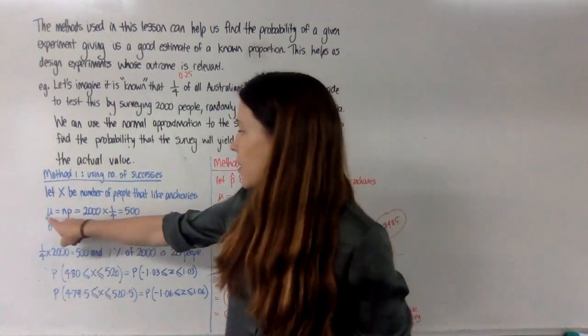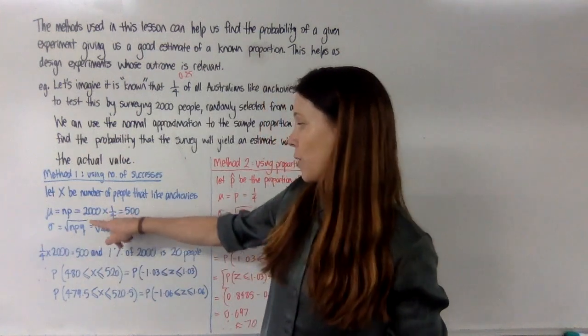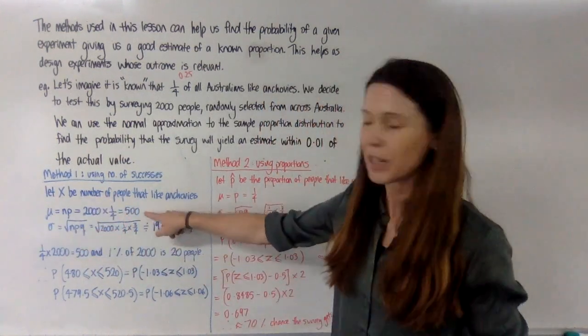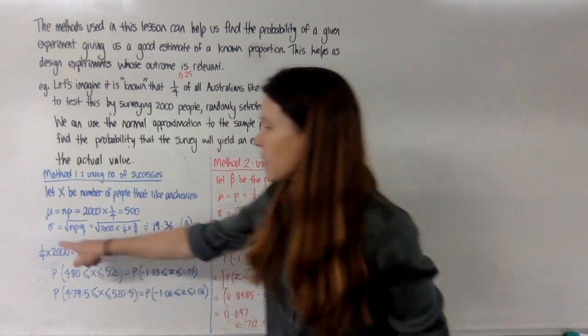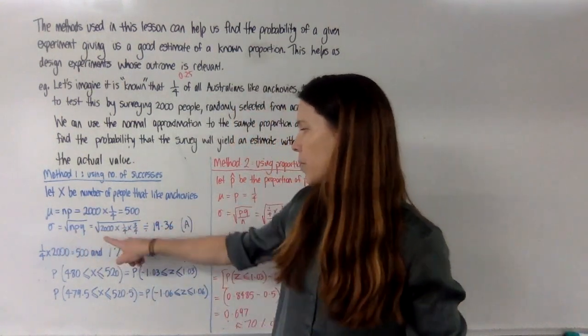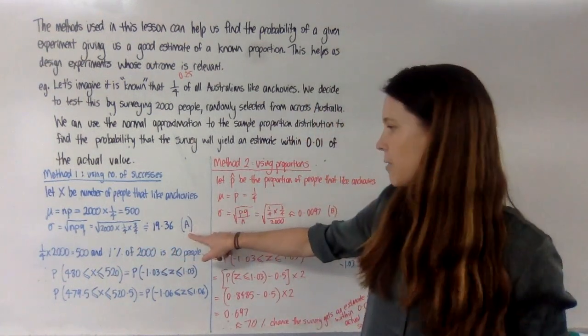So that means the mean is just going to be n times p. So we're expecting a quarter of the 2,000 people. We're expecting 500 people to like anchovies. That's the expected value. The standard deviation is the square root of npq, so we know how to figure that out. It's roughly 19.36. I've saved that in my calculator as A.